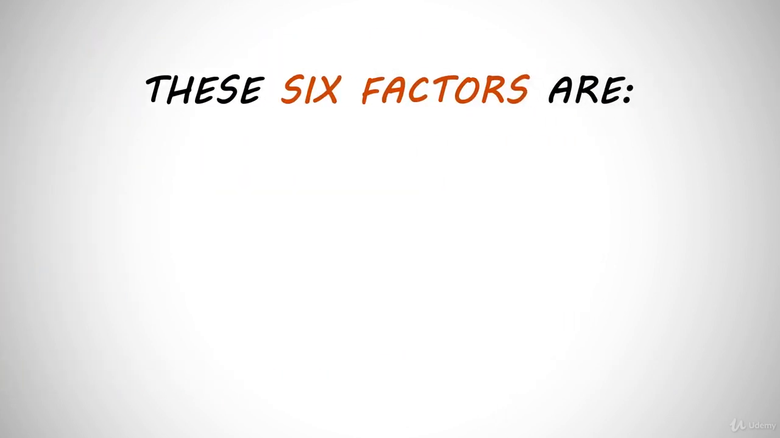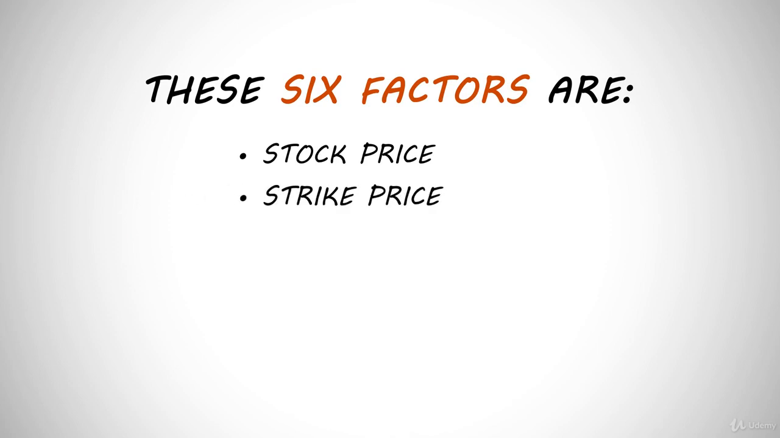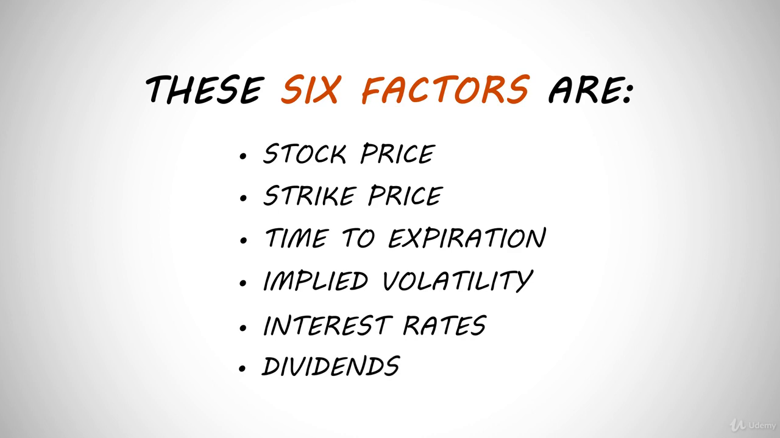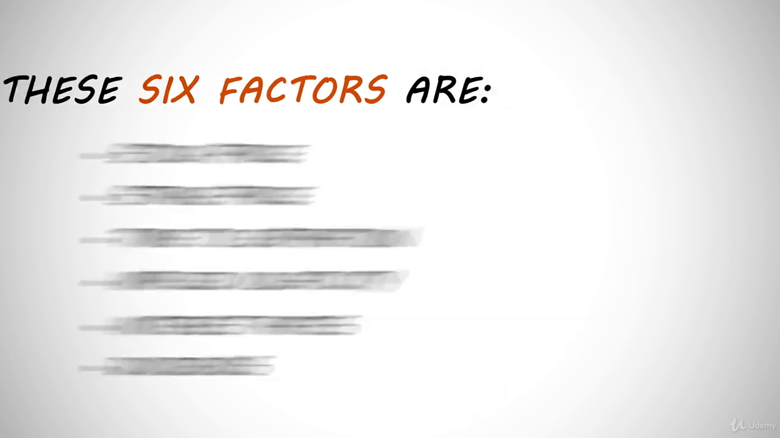These 6 factors are the price of the stock, the selected strike price, the amount of time to expiration, the volatility of the option, interest rates, and if that stock offers dividends. Some of these things might look familiar, and they should, because we have discussed several of these factors already. Let's first talk about the price of a stock and how this affects option pricing.